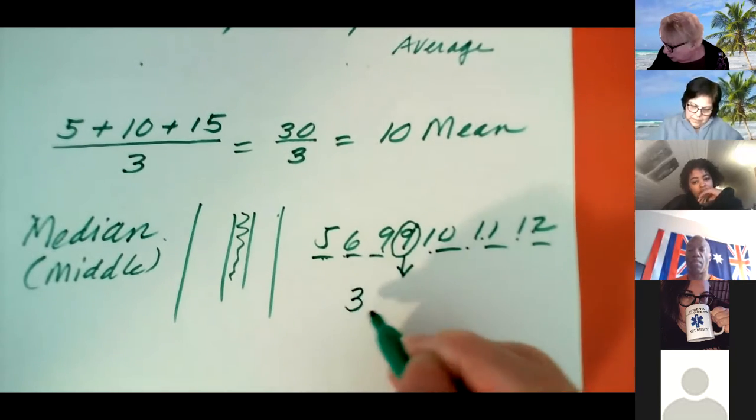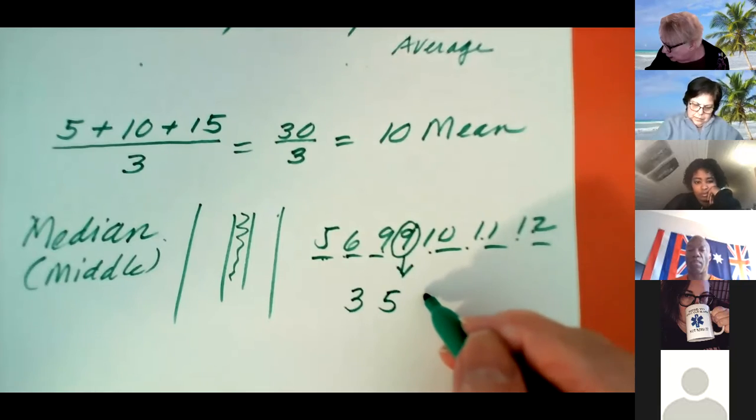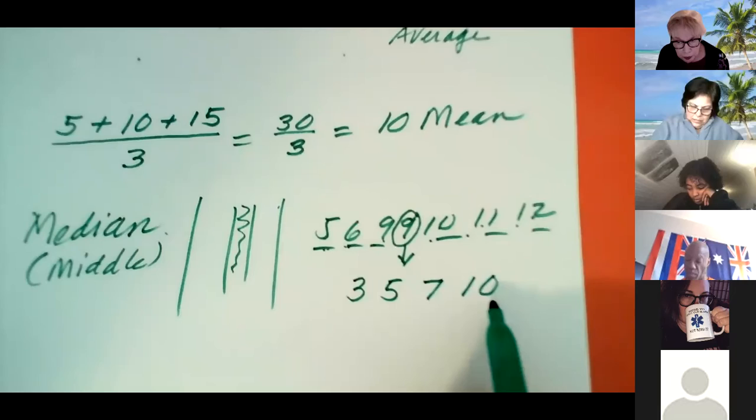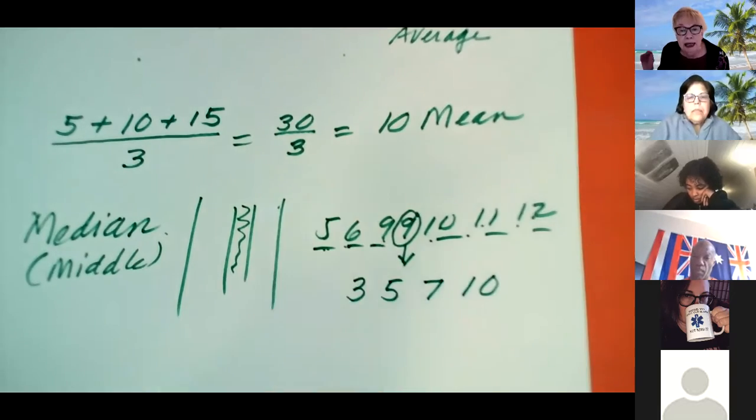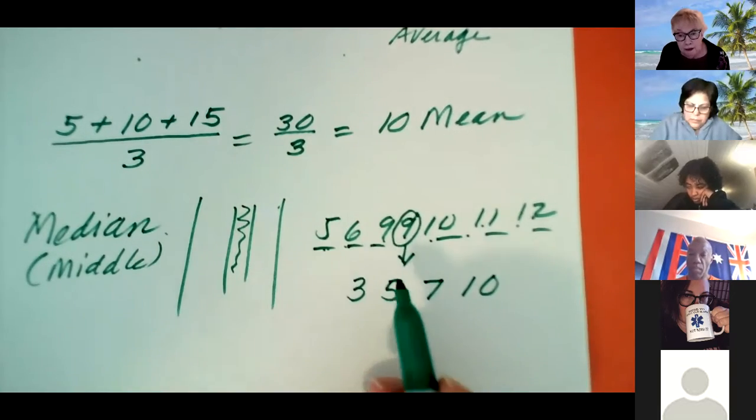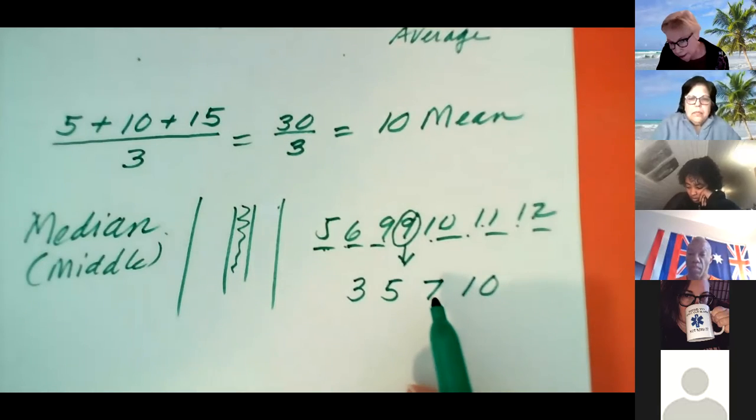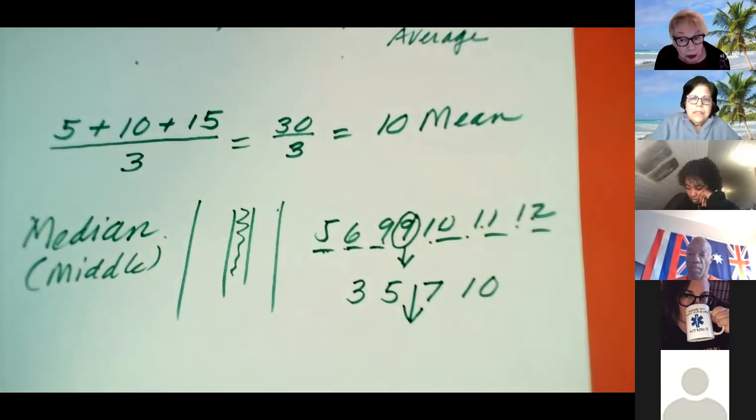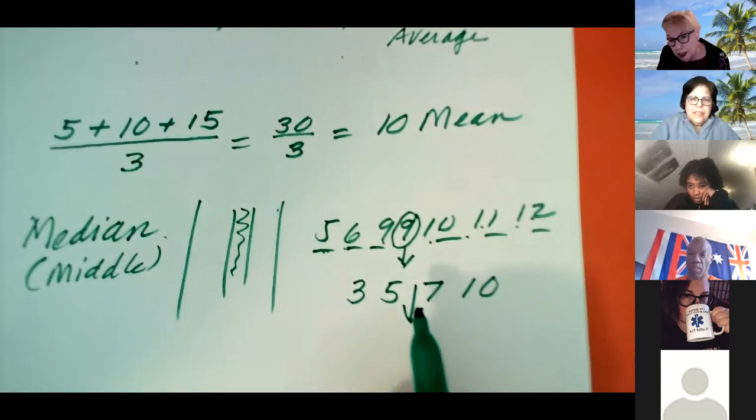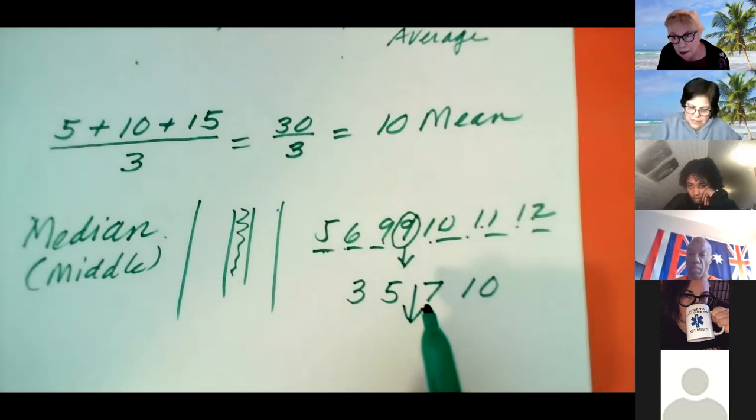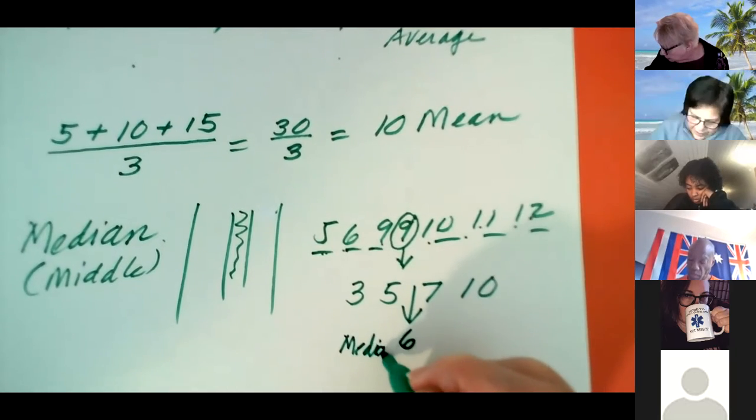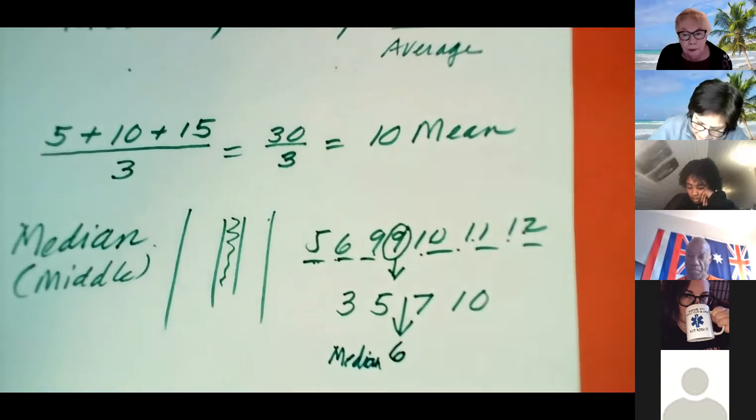So if you had 3, 5, 7, 10, if you only had 4 numbers, the median has to be the middle. Now, 5 is not the middle, and neither is 7. The median happens to be dead center of the 2 middles. So dead center of a 5 and a 7, I made this easy to spot, would be 6. So the median would be 6. Does that make sense? Median, dead center.